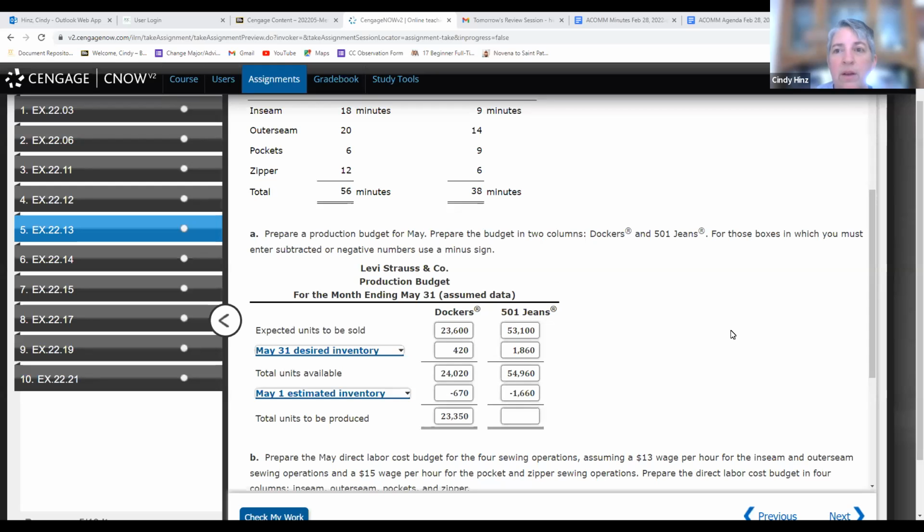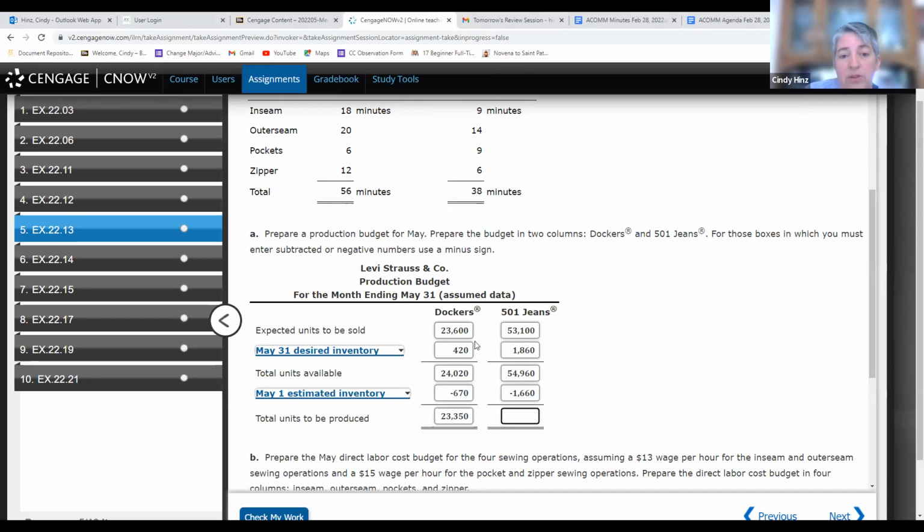Okay, we are at our review session for this week, and the first thing that we're looking at is exercise 5 from chapter 22. This is the one in class this week that we did not complete together, but you were asked to work on independently.